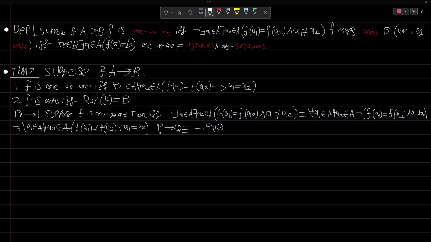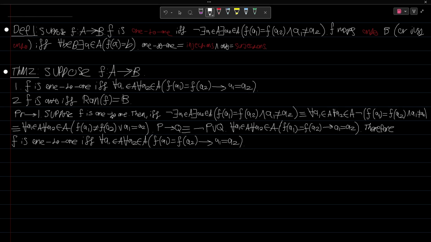Now, for any two statements P and Q, P implies Q is logically equivalent to the statement not P or Q. So using this in this statement, we let P be the statement f of a1 is equal to f of a2, and let Q be the statement a1 is equal to a2. So by this equivalence, this statement is equal to this statement, where f of a1 being equal to f of a2 implies a1 being equal to a2. Therefore, since this was all just a chain of logical equivalences, we can say that f is one-to-one if and only if this.